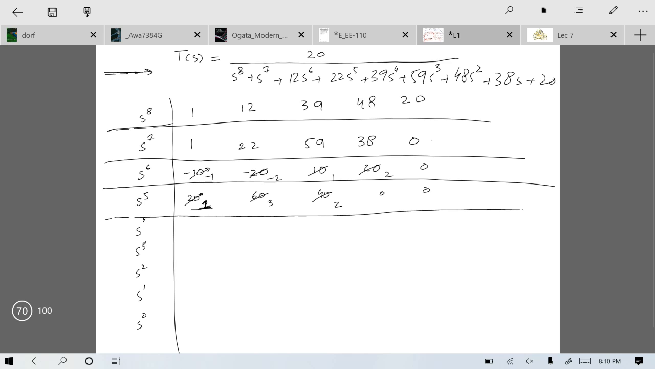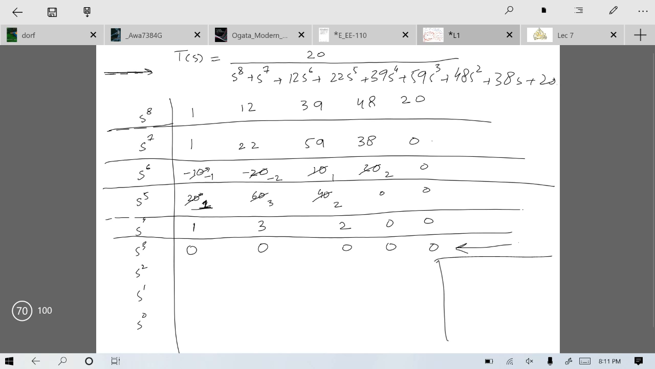Now what would be S4? S4 would be 1, 3, 2, the same, 0, 0. Now what will be S3? As these two rows are the same, at S3 I have 0, 0, 0, 0, 0. So this complete row is 0. Now you already know how to go about it when you have a complete row equal to 0.